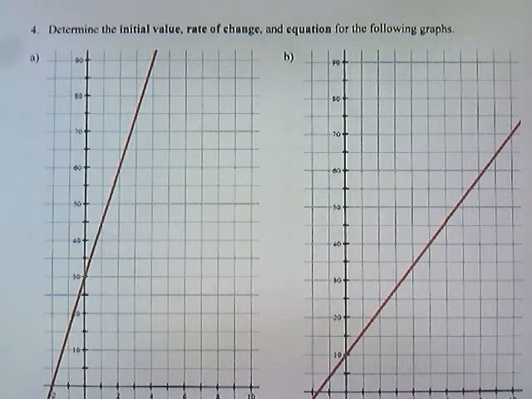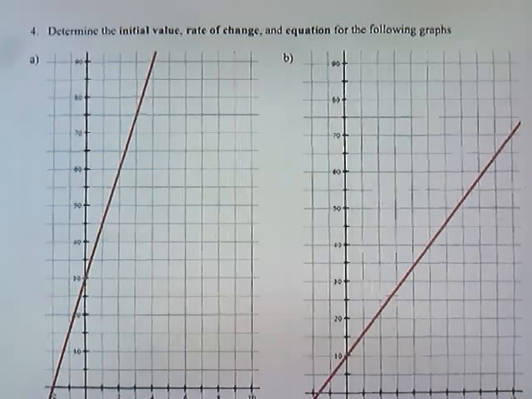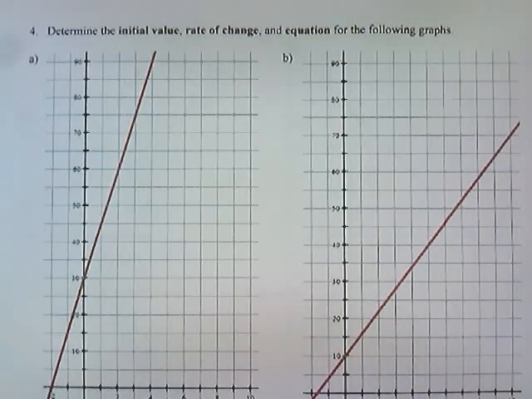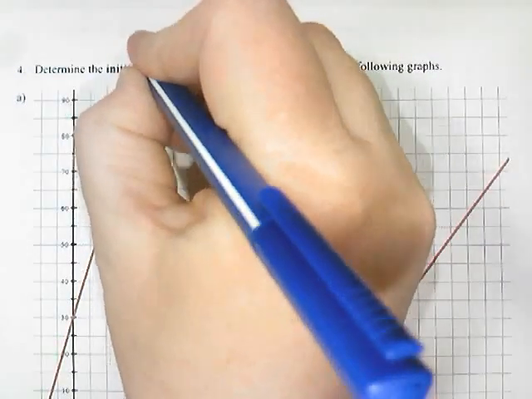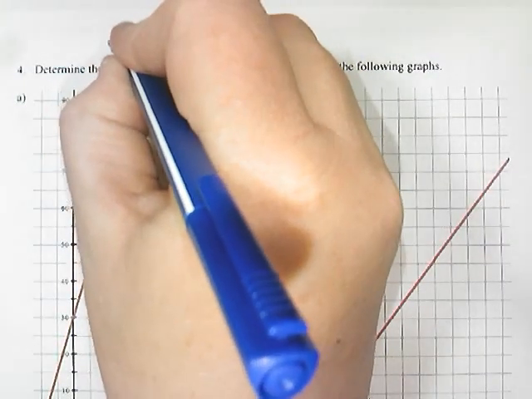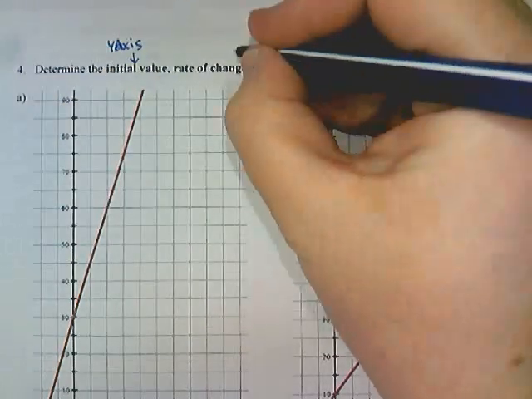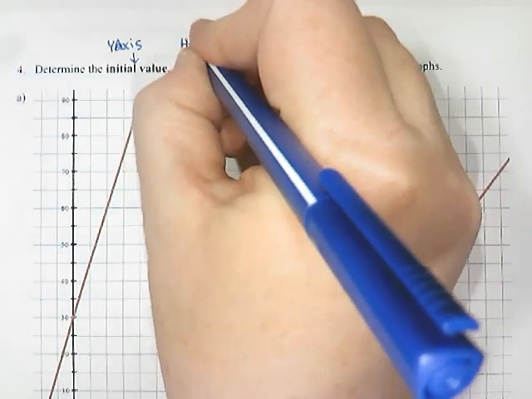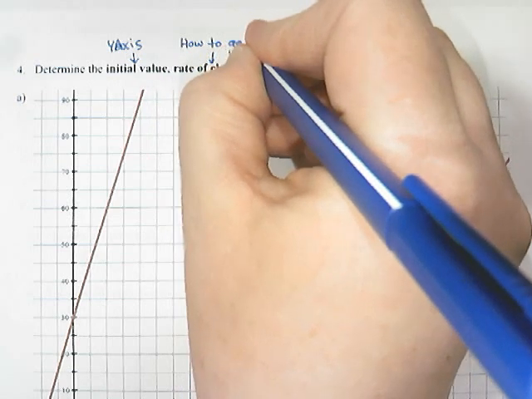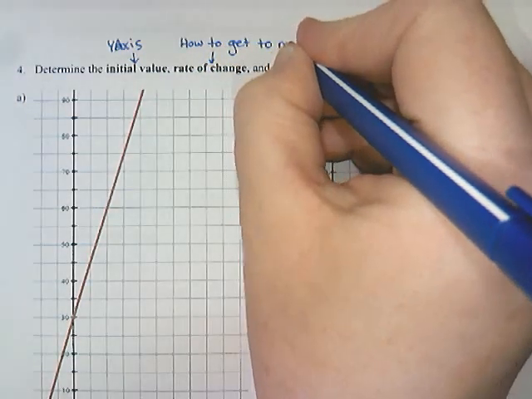This is part 3, I think, of our video on graphing linear relations. So in the previous questions, we have looked at graphing some linear relations. We looked at the initial value, where it was on the graph. We looked at the rate of change and where that was on the graph. So we said initial value is where it crosses the y-axis. And then the rate of change is how we get from one point to the next. I'm just writing how to get to next point.